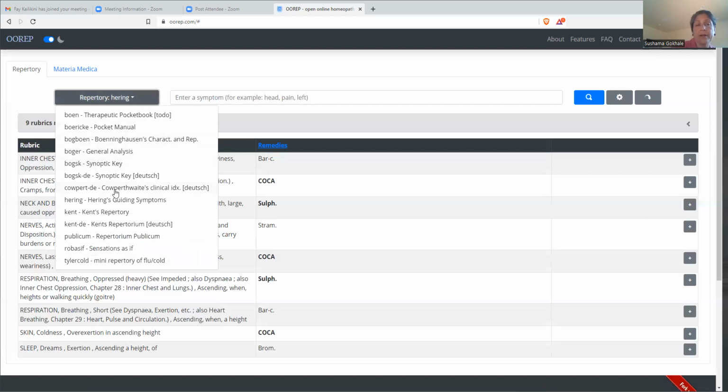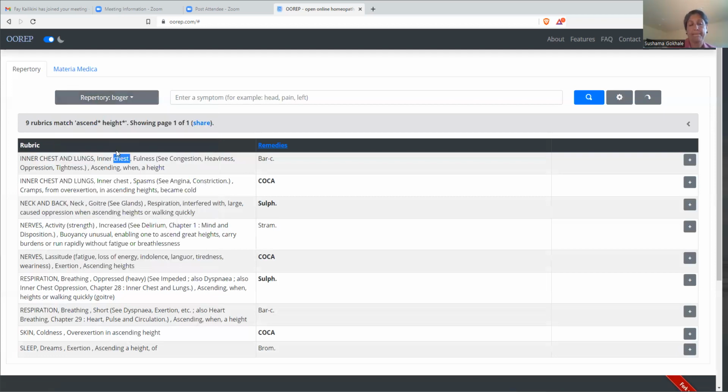Now, this was Hering. And the reason I bring up Hering is there are specific symptoms, whereas Boericke is more general symptoms. Boger is more general symptoms. So let's look at general analysis by Boger and see what comes up. Okay, so what are we going to look at again? Tell me what you would like. Breathing when you're, say, waking up. Breathless when you're waking up. Let's see if that brings up anything.